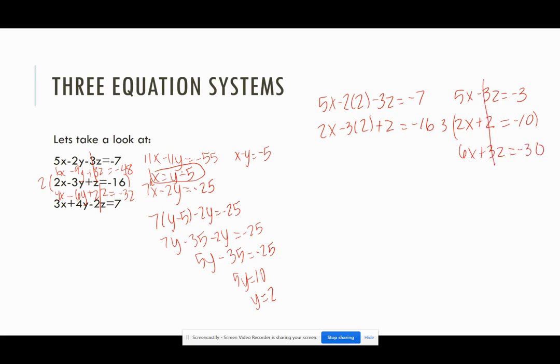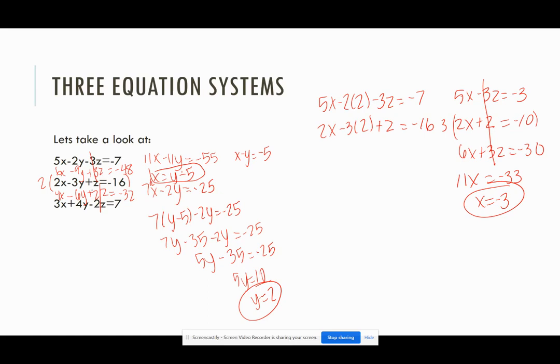So the z's cancel out. 5x plus 6x equals 11x. Negative 3 plus negative 30 equals negative 33. So x equals negative 3. So now I have my x and my y. So let's plug them in and solve.